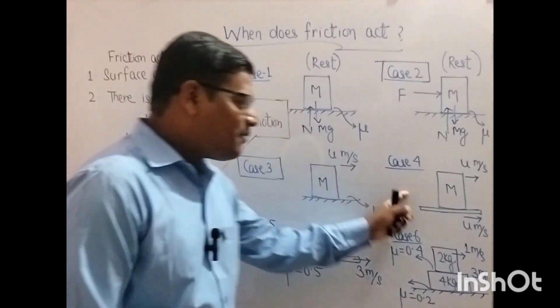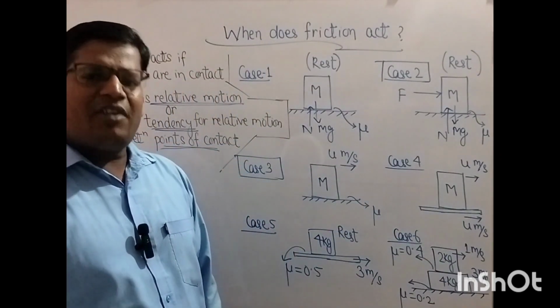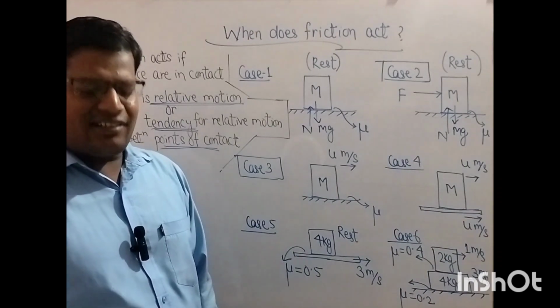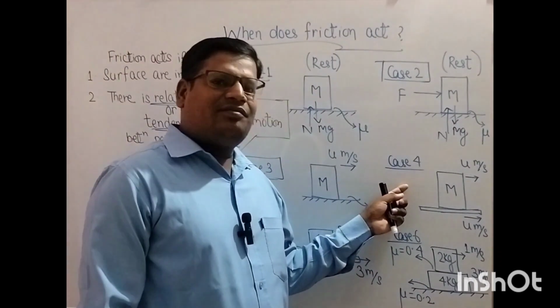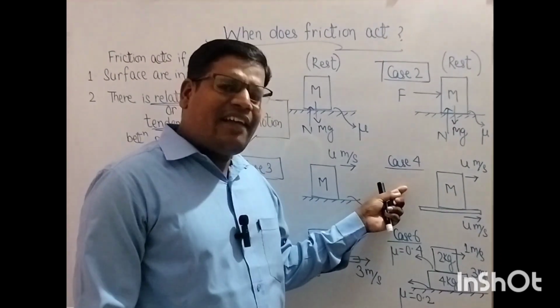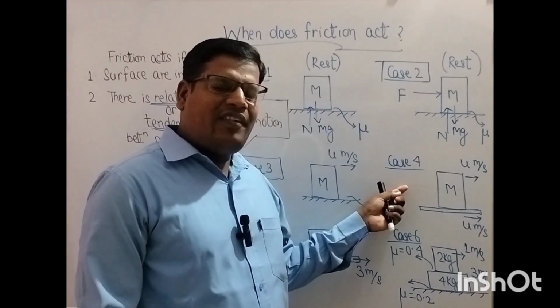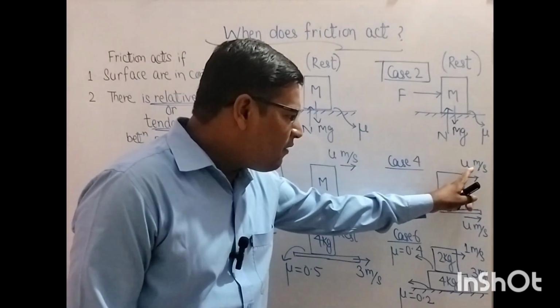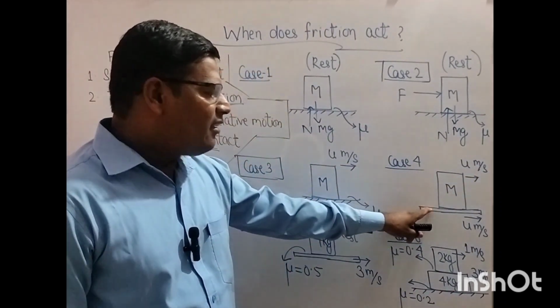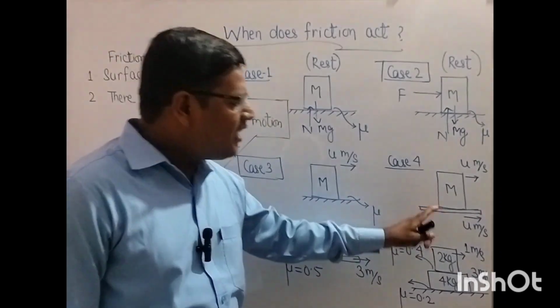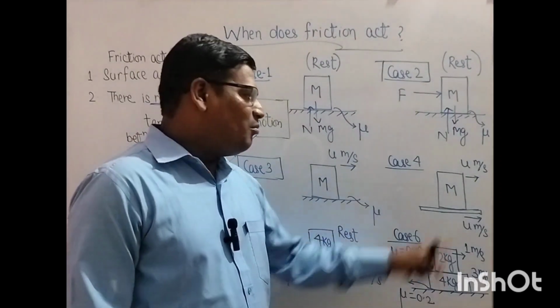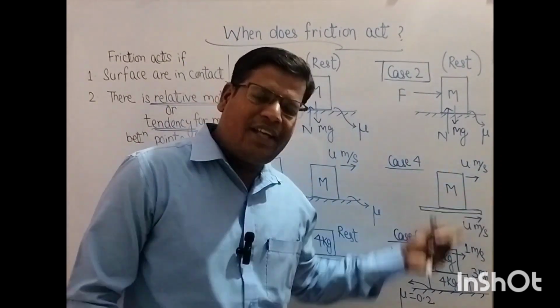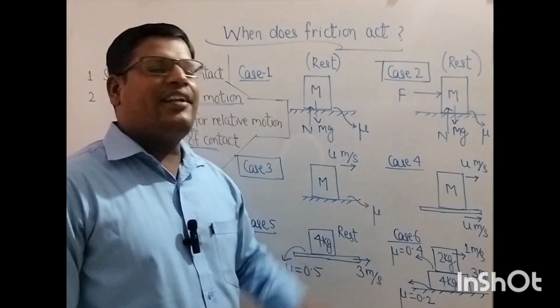Okay. Come to case 4. Will there be friction? Will friction be acting here? Here, first, is there relative motion? No, because the body is also moving with speed u and the belt on which it is kept is also moving with the same velocity. Both have same speed, same direction, so they have same velocity. So there is no relative motion.